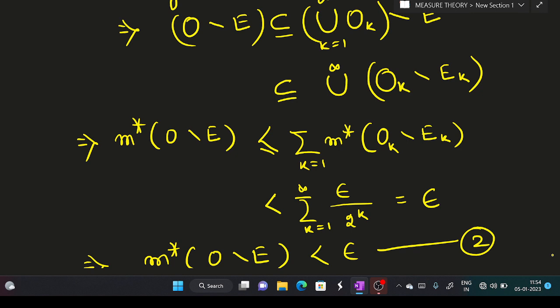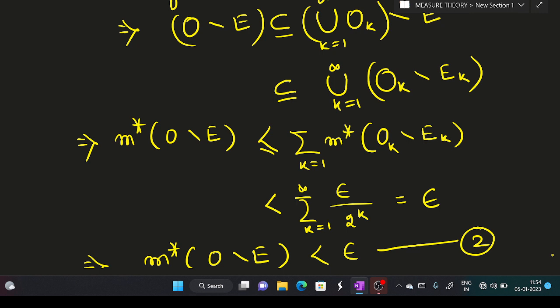The difference O minus E is in here. I have substituted the value of O. Then we have taken k equal to 1 to infinity, which is nothing but this collection is a subset of the union of the sets O_k difference E_k. So naturally the outer measure of this is less than the outer measure of this collection, and each one in this collection is a disjoint set.